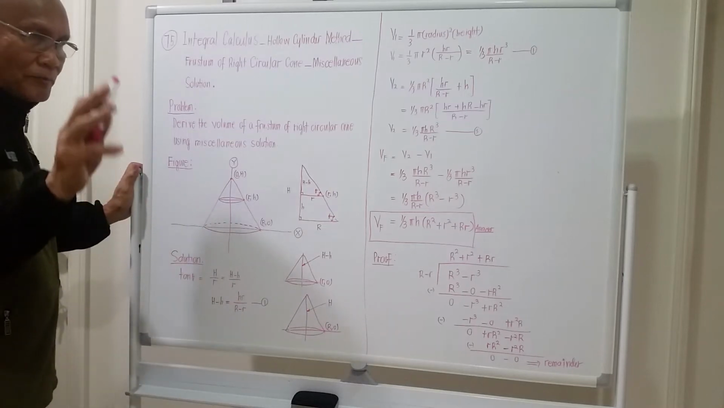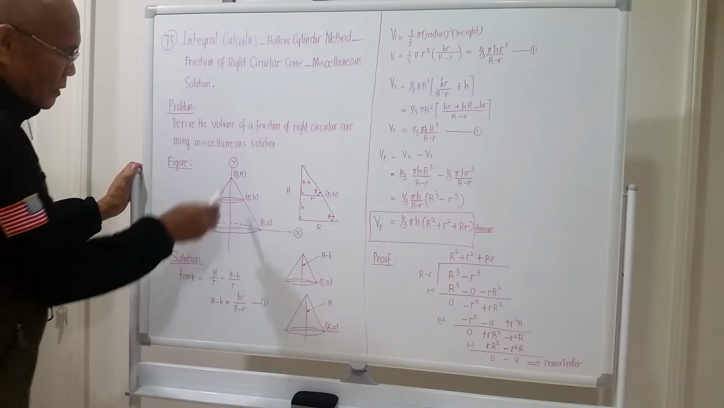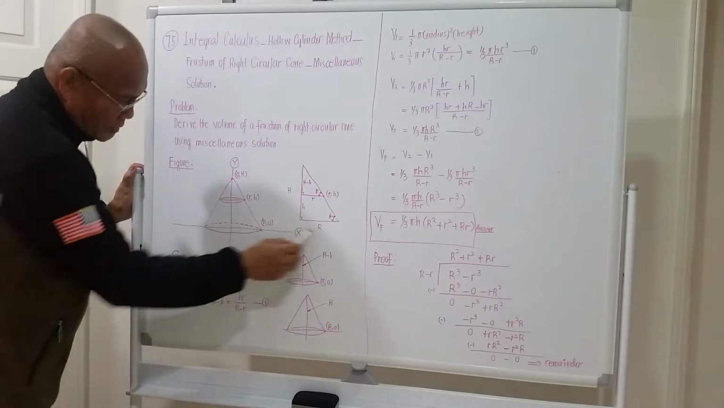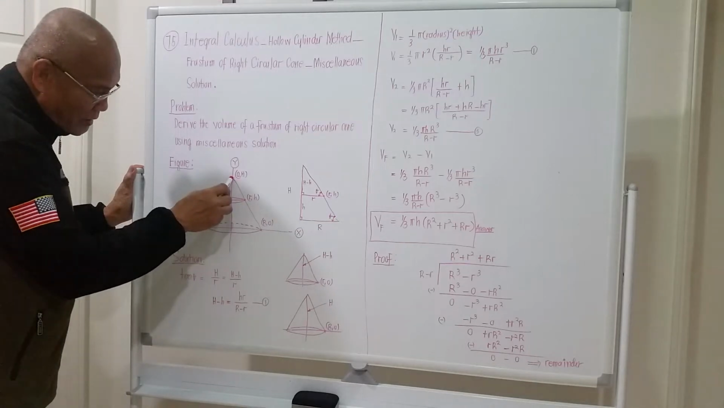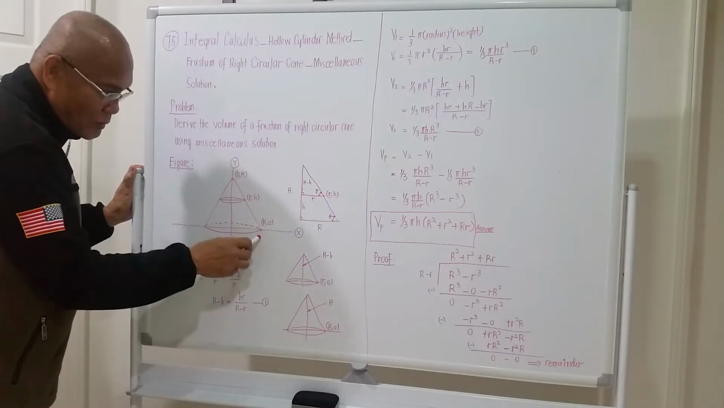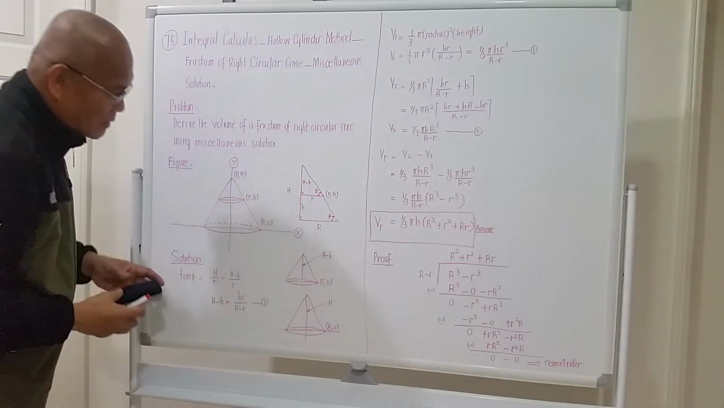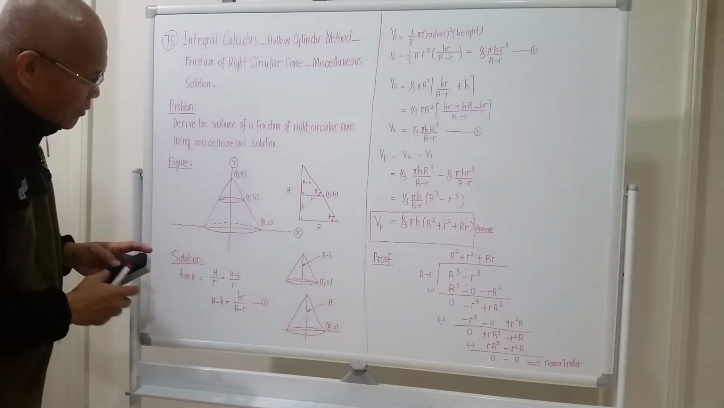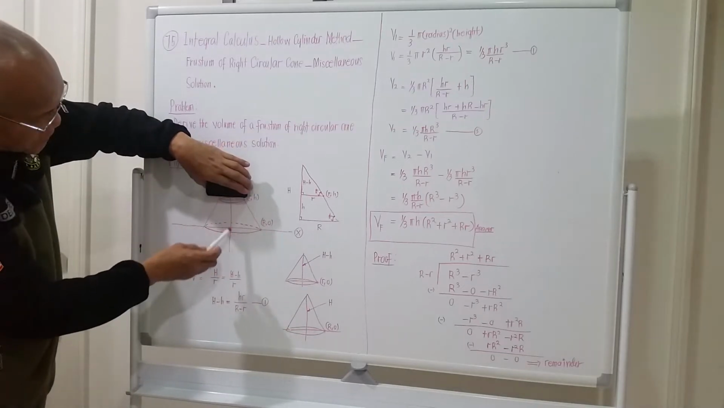We'll try to draw the frustum of a right circular cone on the Cartesian coordinate system. This is the y-axis, this is the x-axis. Okay, I will draw the right circular cone as a complete one. Then I will try to cut the right circular cone in here. So what will come out is actually a frustum.